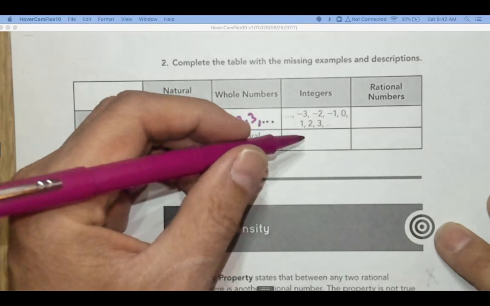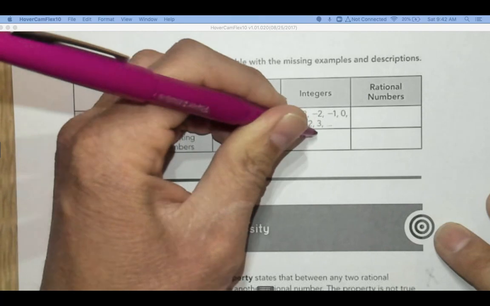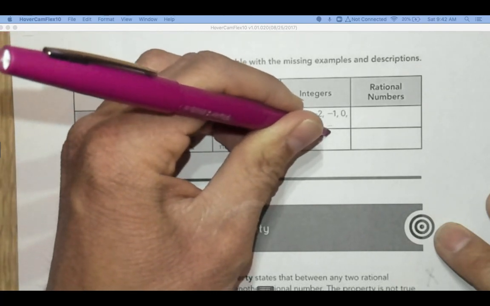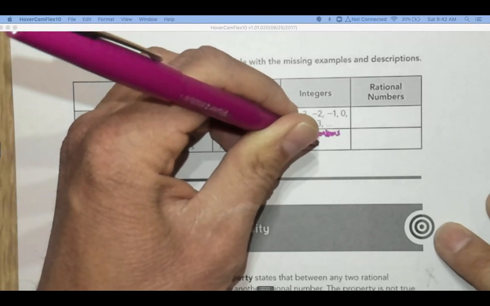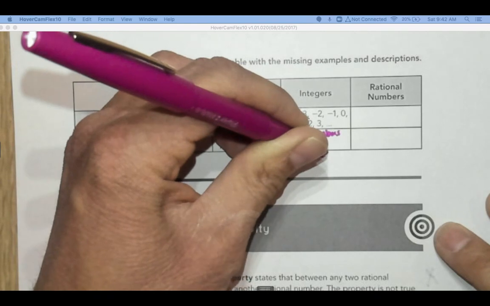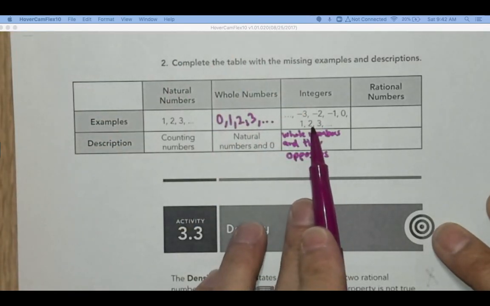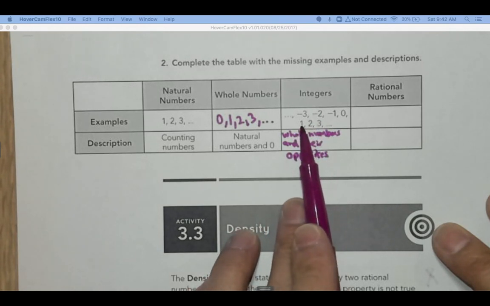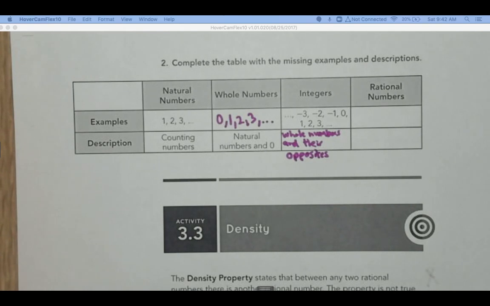Integers are all the whole numbers and their opposites. I like how that's worded because they're saying, hey, 3 and its opposite of -3, 2 and its opposite of -2, 1 and its opposite of -1, and 0 has no opposite. So that's how it works there.